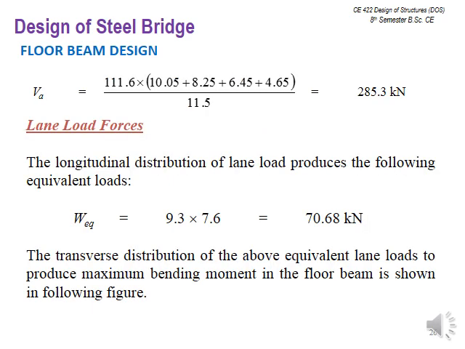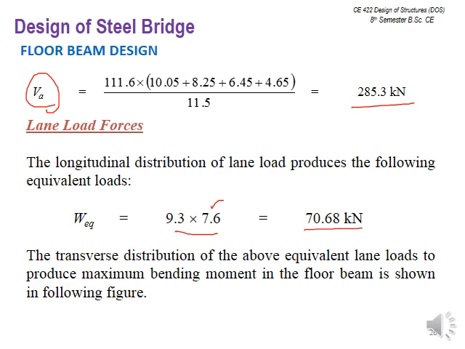Now depending upon those, with a simple shear force diagram you can calculate 285.3. Then the rest is very simple: just the lane load and sidewalk load will be left. The lane load is very simple, 9.3 into 7.6. It is only coming on the roadway width, 7.6, so it will be 70.68 kilonewtons.